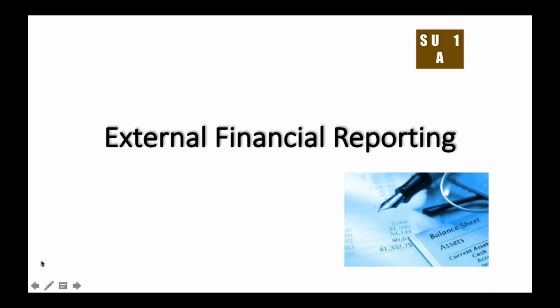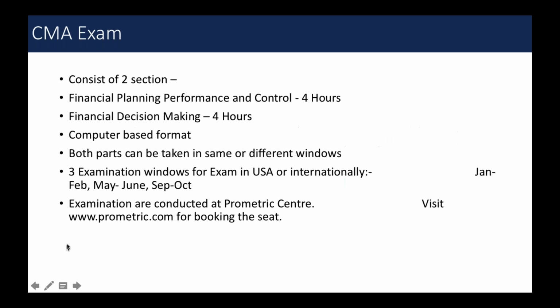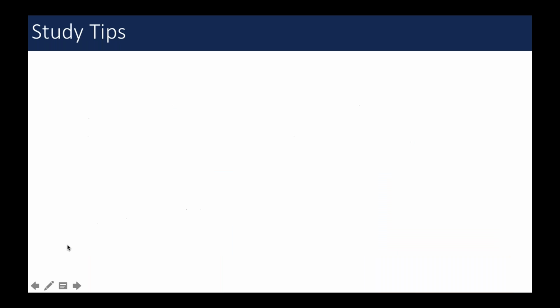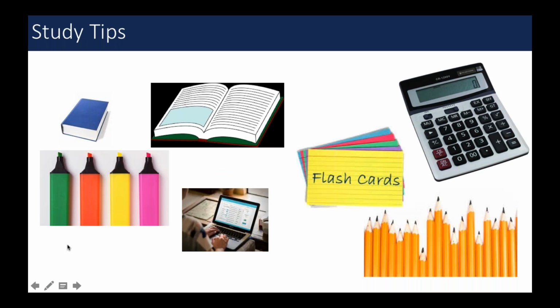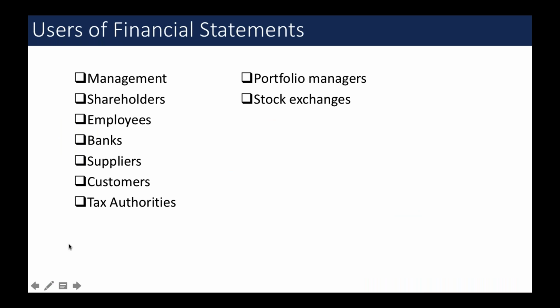Hi, today we'll discuss external financial reporting, the first unit of CMA Part 1. External financial reporting consists of various reports that we prepare to make our users aware of the financial operations, financial performance, and the financial position of the company.